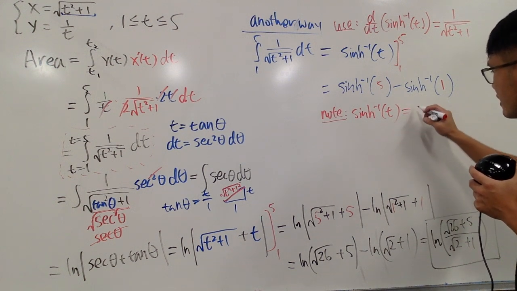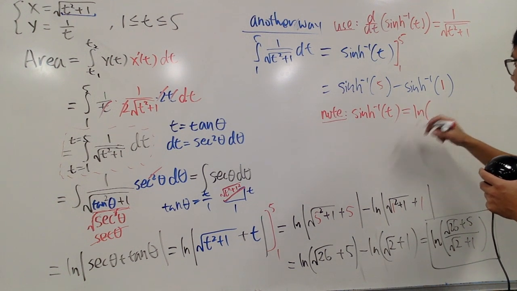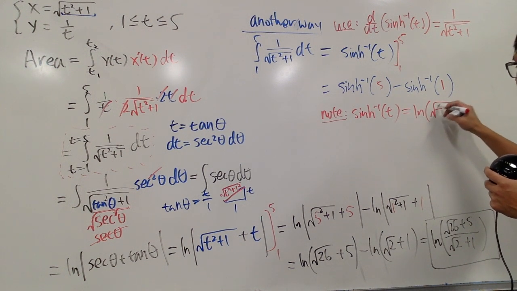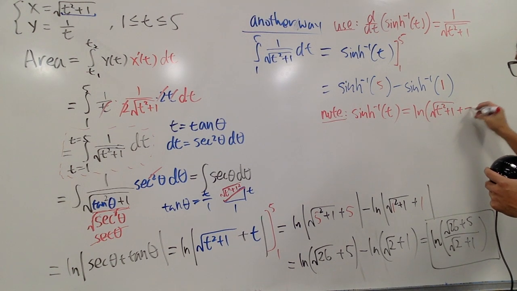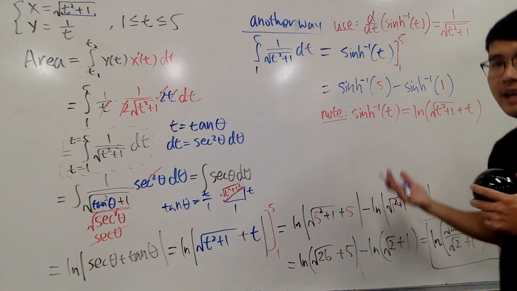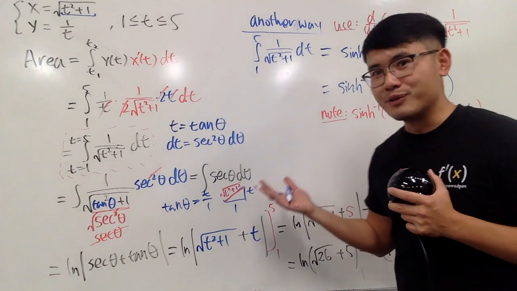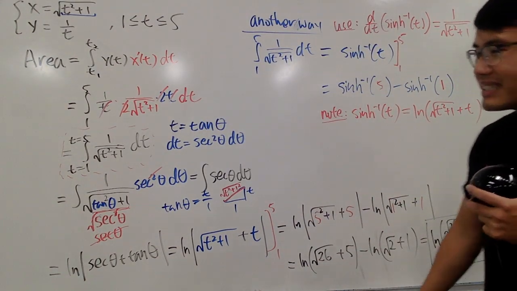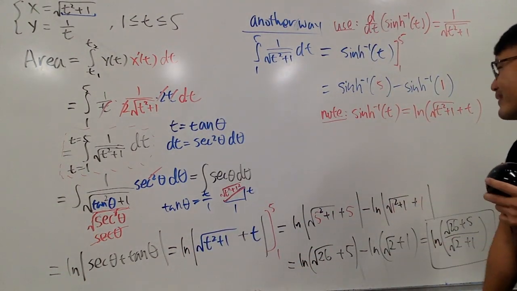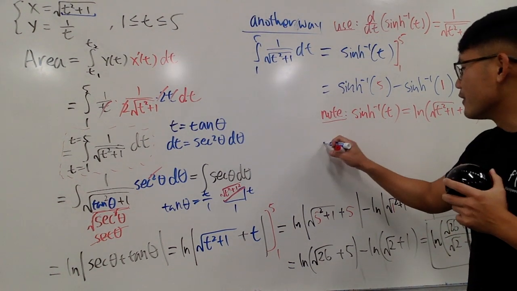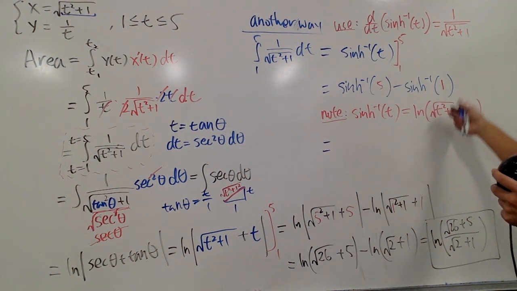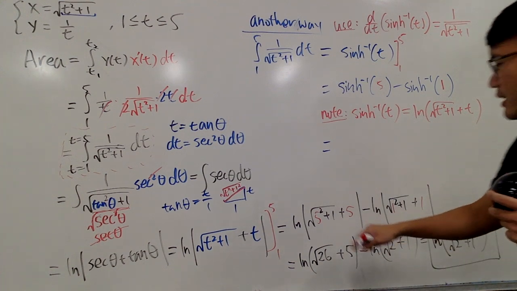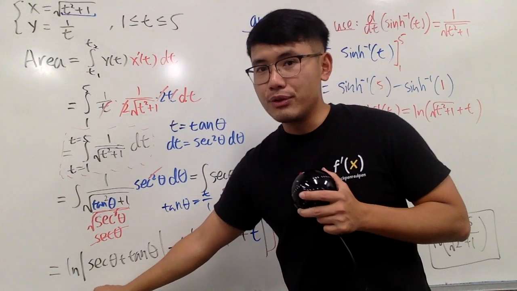This right here, it's in the natural log form as well. Natural log of the square root of t squared plus 1 and then plus t on the outside. Again, we don't make things up. We have proofs, we have homework questions on this. And yes, this and that are the same. And in the end, of course, if you plug in 5, plug in 1, you end up with this. So I'm going to leave that to you guys.